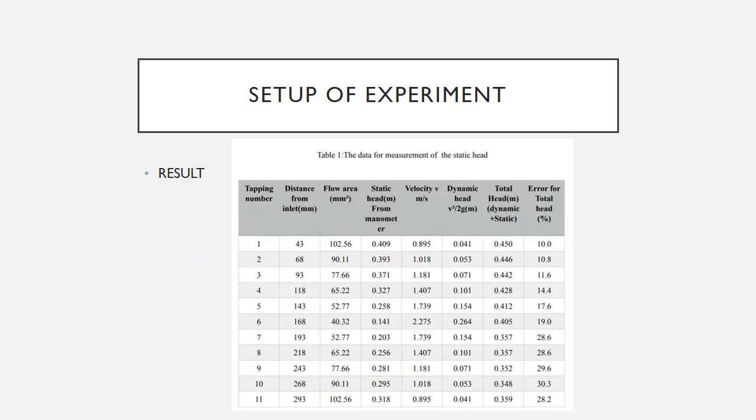So this is the result that has been obtained. We have the tapping number, the distance from inlet, flow area, these are the parameters, static head from manometers, velocity, dynamic head, total head, and error percentage for total head.